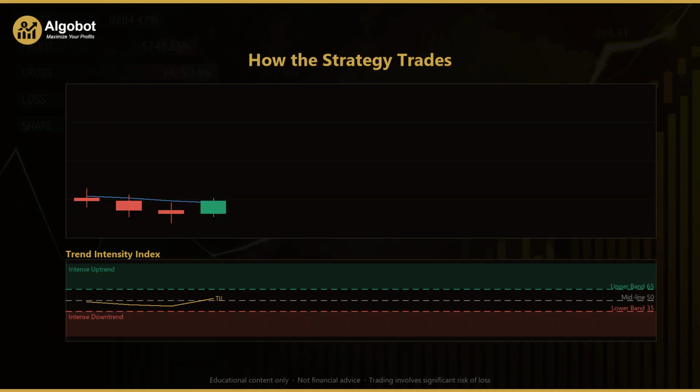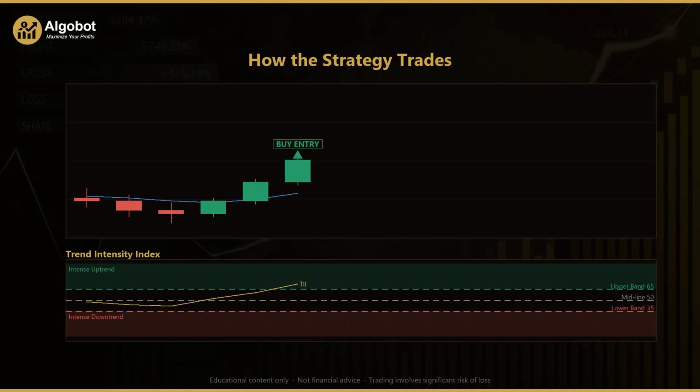Look at the opening bars on the left. Price is drifting sideways and slightly lower, hugging the moving average, and the index is sitting in the low to mid-40s. That's the chop zone, below 50, where recent action is fairly balanced around the mean. There's no commitment here, so the strategy simply waits and does nothing.